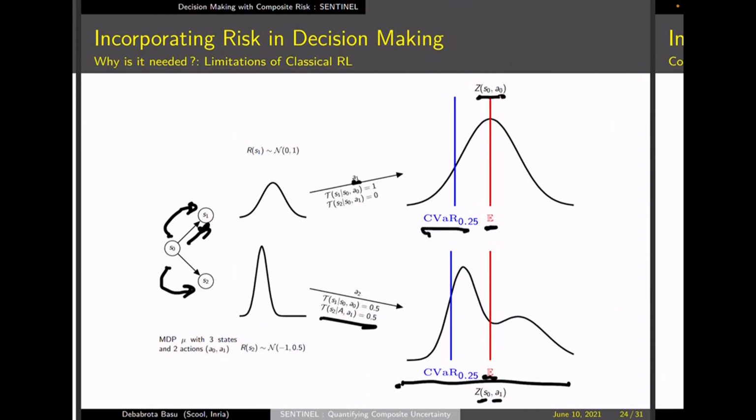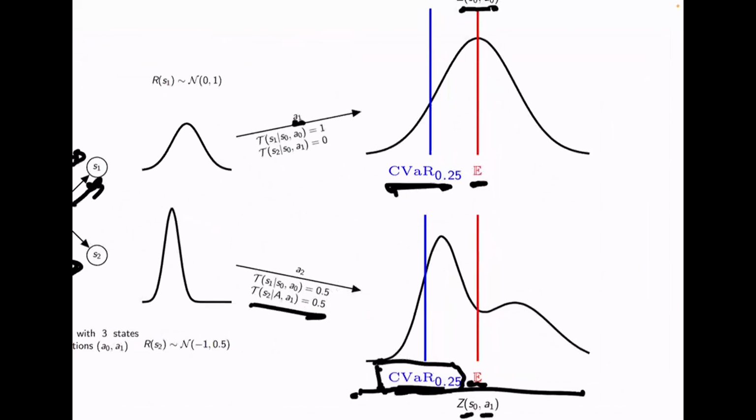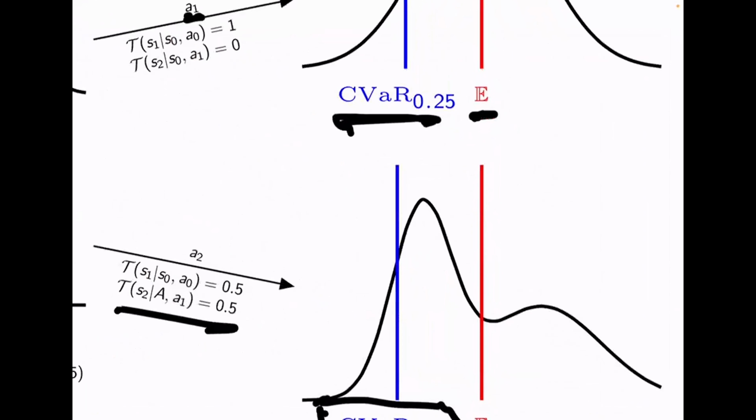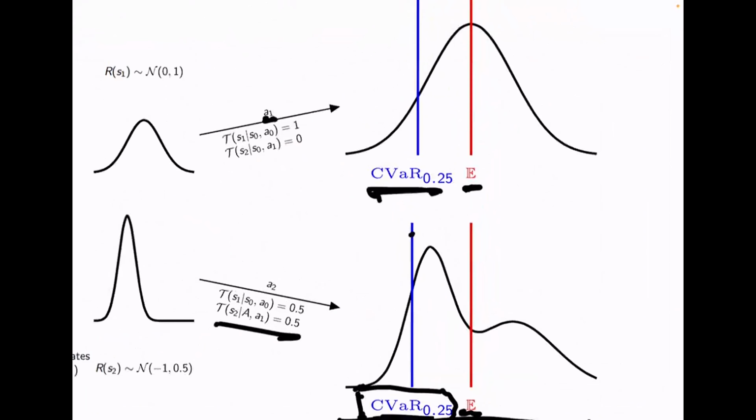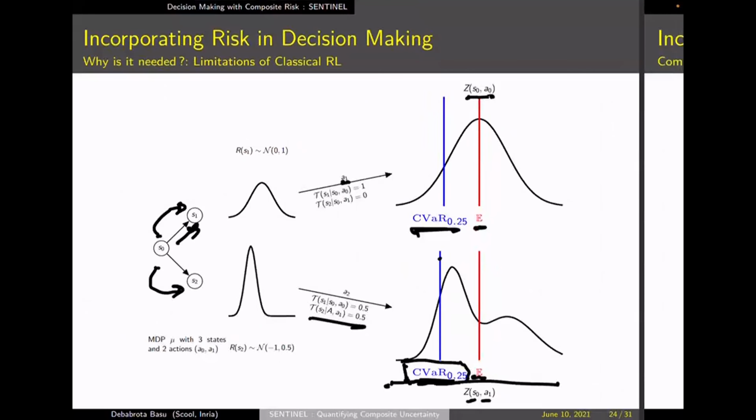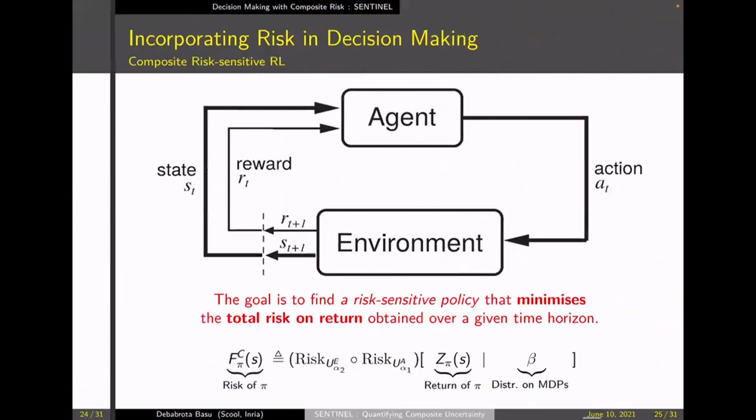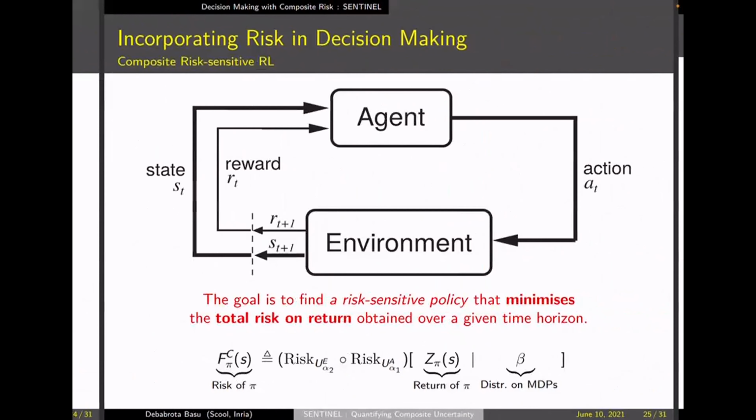But if you consider risk, you see that the CVaR of A0 is less than the CVaR of A1. Due to the axis it is a bit hard to see, but we can see there is a difference between A0 and A1. If we want to minimize the risk, A1 is the more optimal action than A0. So if we want to be considerate about risk, we cannot use expected value anymore.